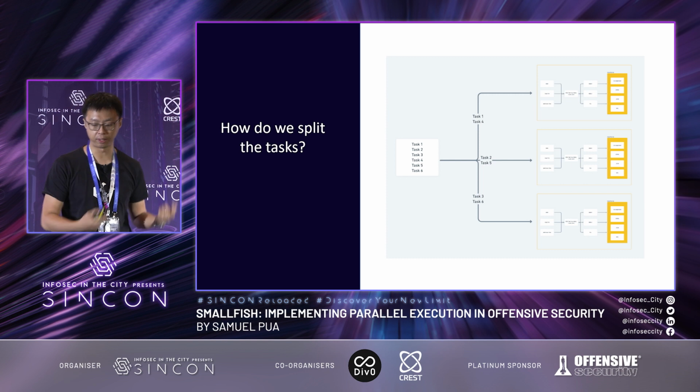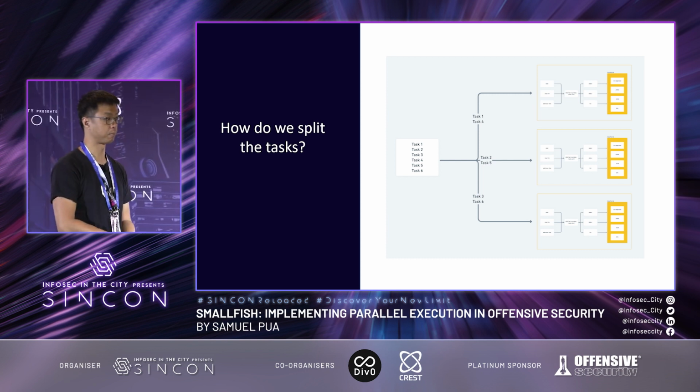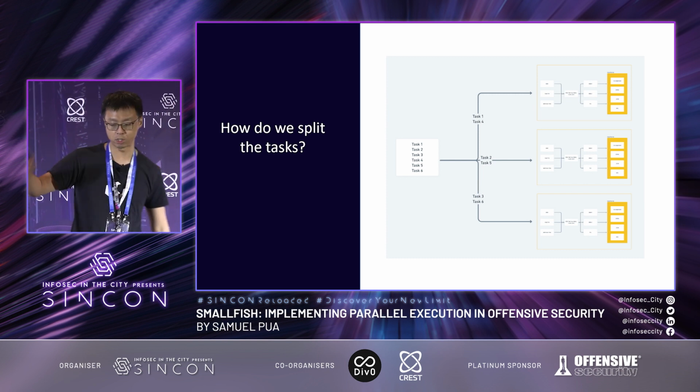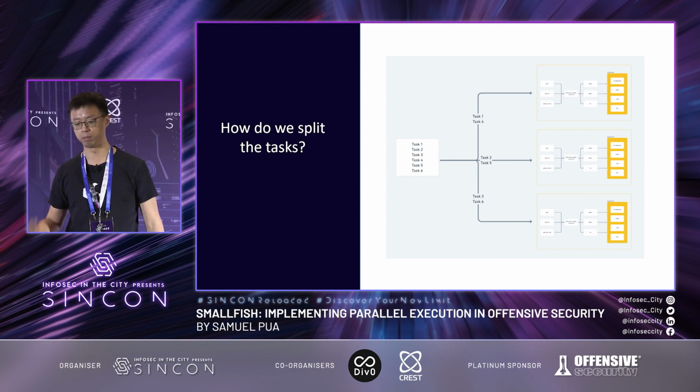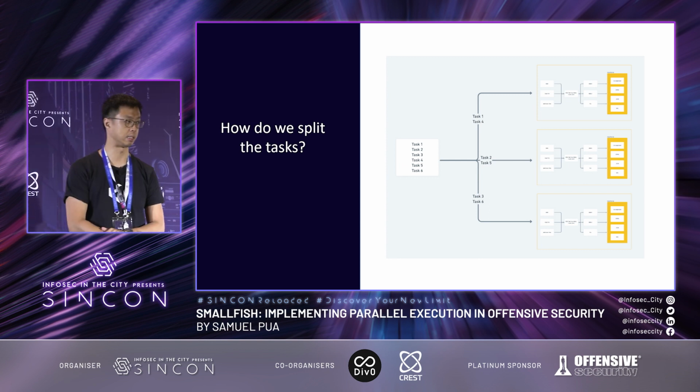So how do we split the task? I think this part is probably the most straightforward part. If you have a task with task 1 to task 6, the easiest way and the most intuitive way is to round robin these tasks.